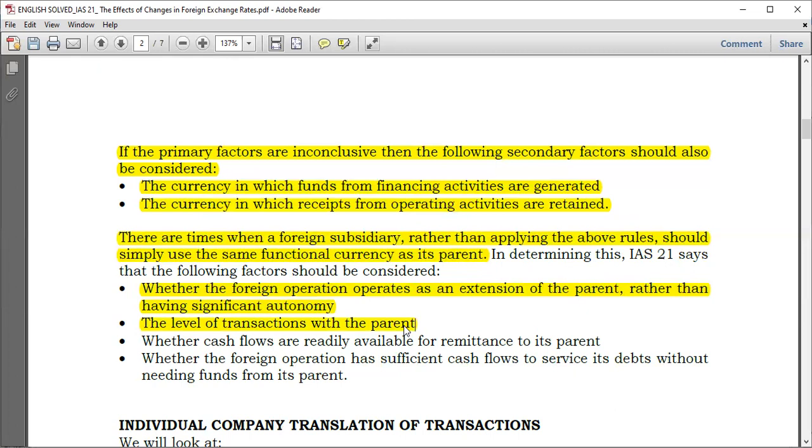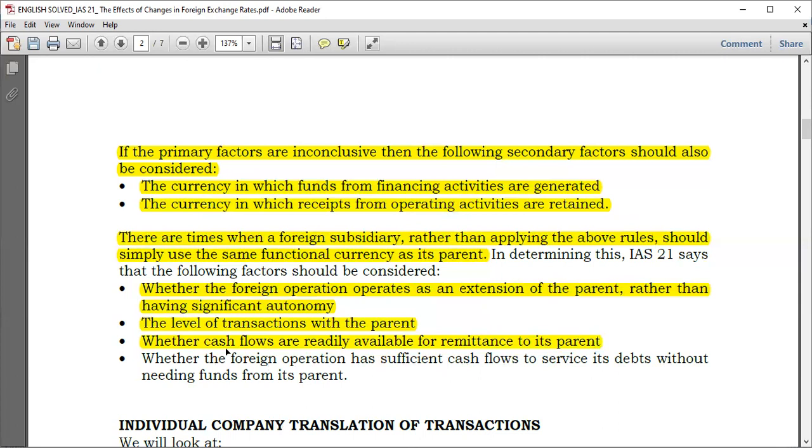And so if the level of transactions is very high, the subsidiary can just consider the currency of the parent to be the functional currency. But also, we say whether cash flows are readily available for remittance to its parent. Just presume it this way. The subsidiary is in the US, and maybe it is allowed in full to remit those funds which it generates each year back to Nigeria to the parent. If it's that way, that means it can just use the currency of the parent, right?